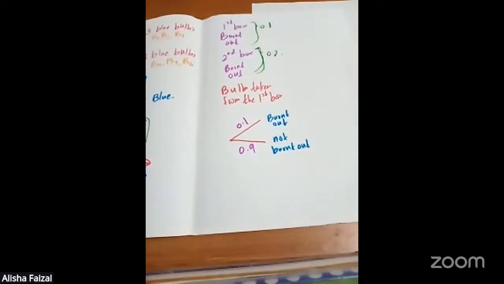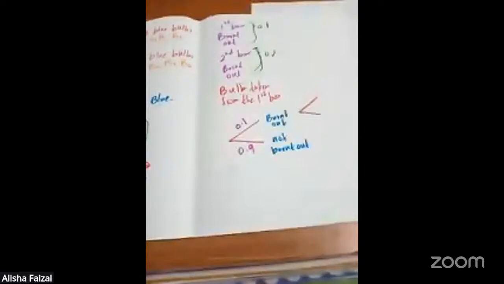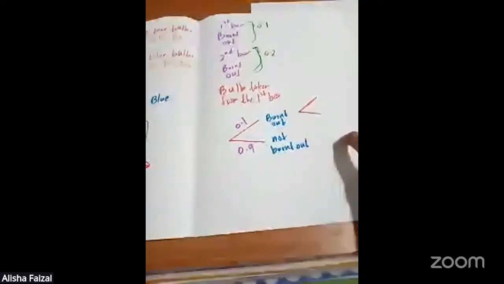Right, I'll go to the next one. If you read the question again, one more time, I'll read it because we need it. Remember we said 0.1. Here's the next statement: the student examines the bulb taken from the first box, and only if it's burnt out does he examine the bulb from the second box. If it's not burnt out, will he examine from the second box?